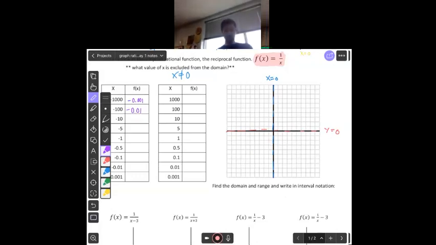1 divided by negative 10 is negative 1/10, so negative 0.1. 1 divided by negative 5 is negative 0.2. Whereas 1 divided by negative 1 is negative 1. Then 1 divided by negative a half. How many halves are in 1? 2. So 1 divided by a half is 2, and so it'd be negative 2. There are 2 halves in 1.